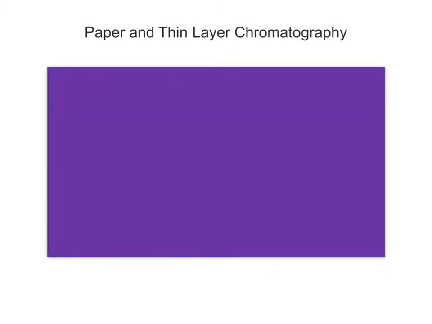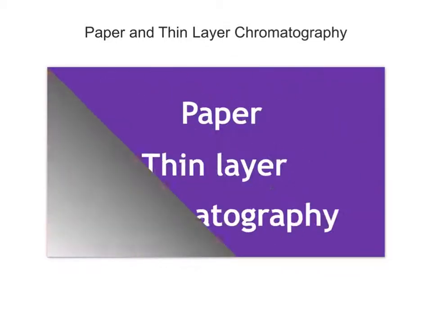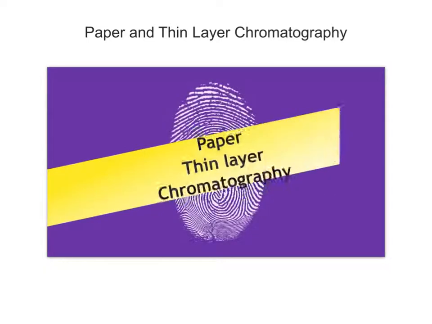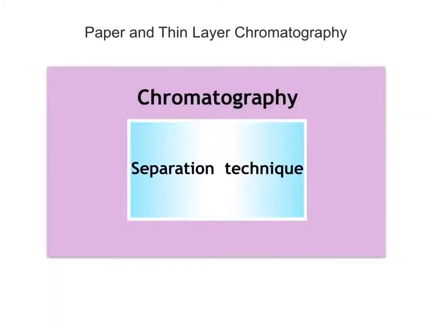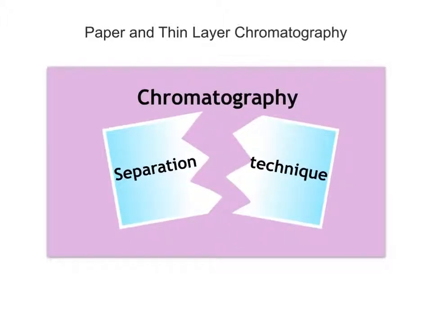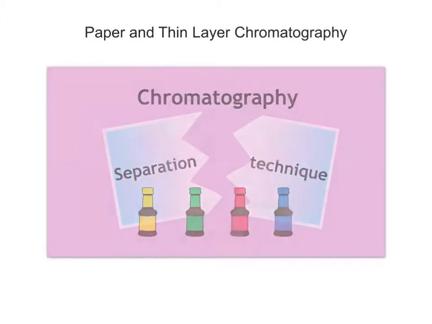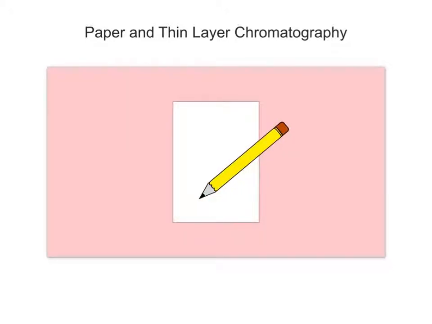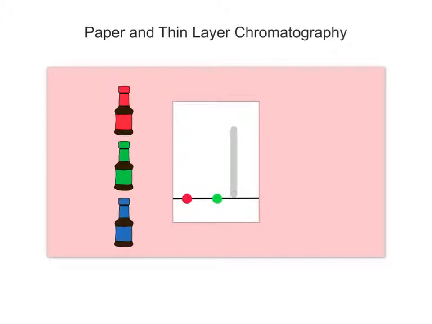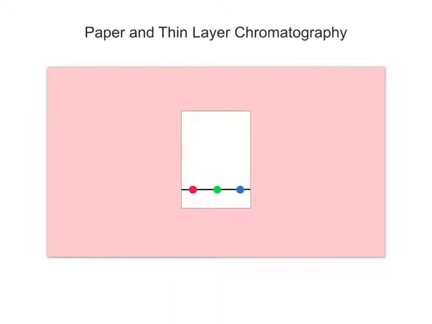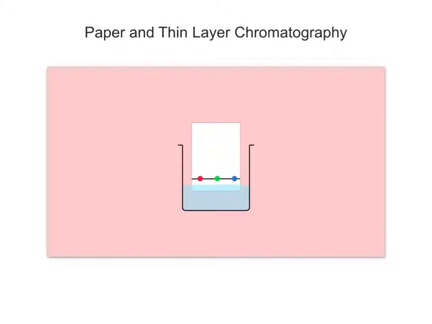In this lesson, we will learn about paper and thin layer chromatography, both of which are used in forensic science applications. Chromatography is a separation technique, and this will be demonstrated using food coloring. Using a pencil, draw a line at the bottom of a strip of chromatography paper. Dab a small spot of red food coloring on the pencil line and repeat with green and blue food coloring. Place this in a beaker with water, ensuring that the water level does not touch the spots.